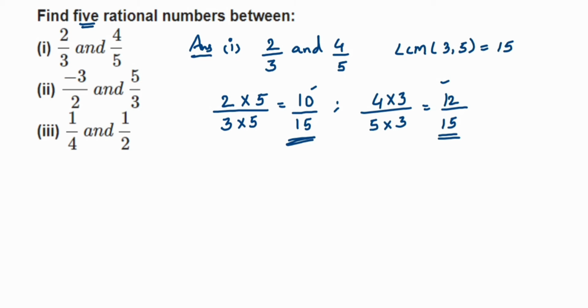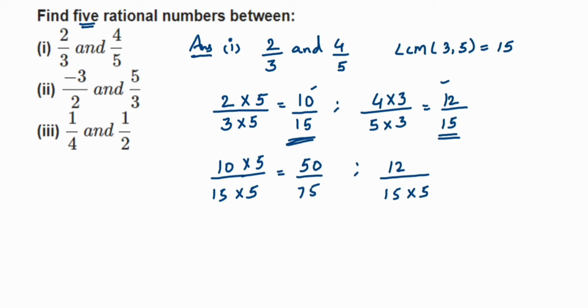Now to get the equivalent form, we can multiply with any number, but make sure that the number is a bit large so that the gap will be more. So here I'm going to multiply with 5, or you can multiply even with more. So 10 upon 15, I'm multiplying with 5 in the numerator and denominator again. So this will become 50 upon 75. And similarly the second number 12 upon 15, remember you should multiply with the same number for both. So this will become 60 upon 75.